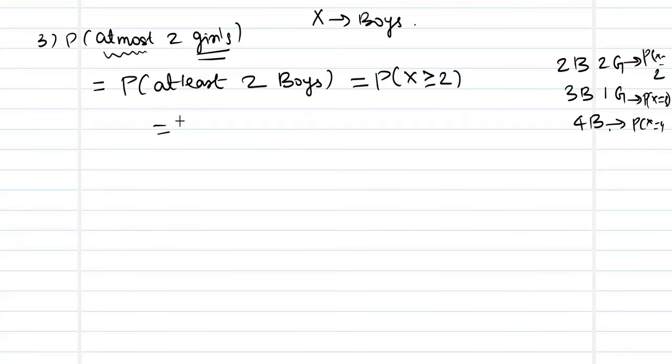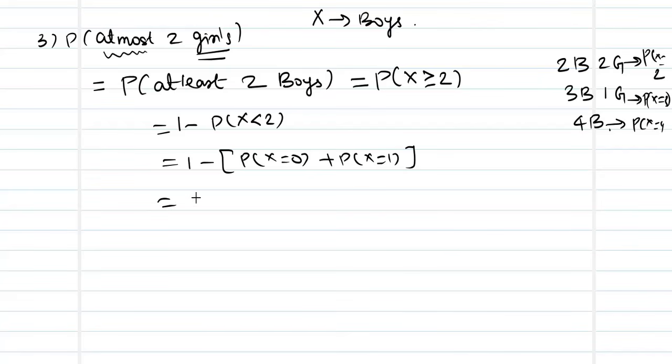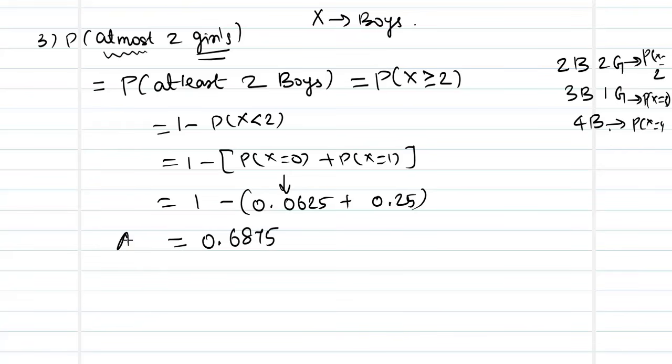Or this can be otherwise handled as 1 minus probability of x strictly less than 2. So what are the cases here? Probability of x equal to 0 plus probability of x equal to 1 alone. So this gives me 1 minus probability of x equal to 0 is going to be 0.0625, and probability of x equal to 1 is 0.25. Add these two data and subtract from it, in which case you have the total probability to be equal to 0.6875. So this is for one family to have at most 2 girls.